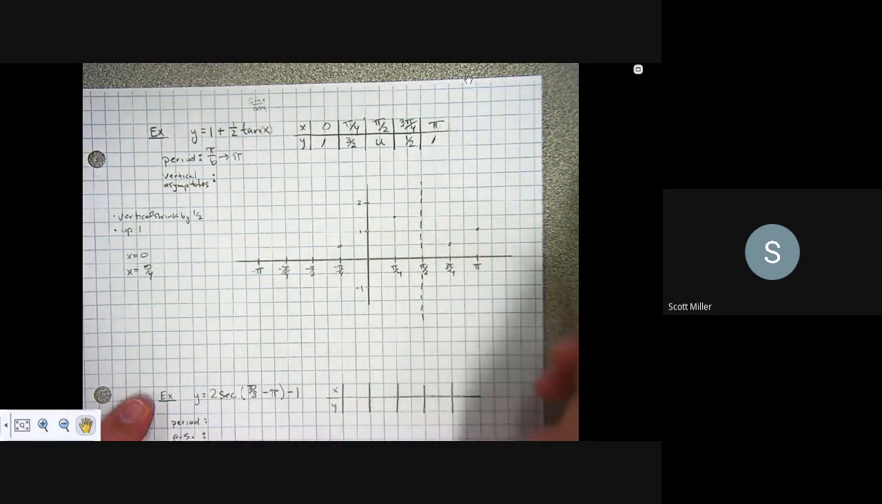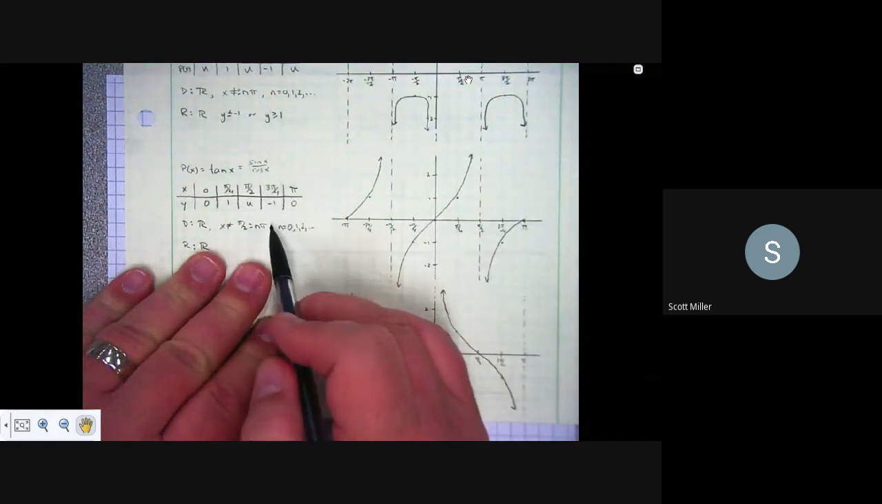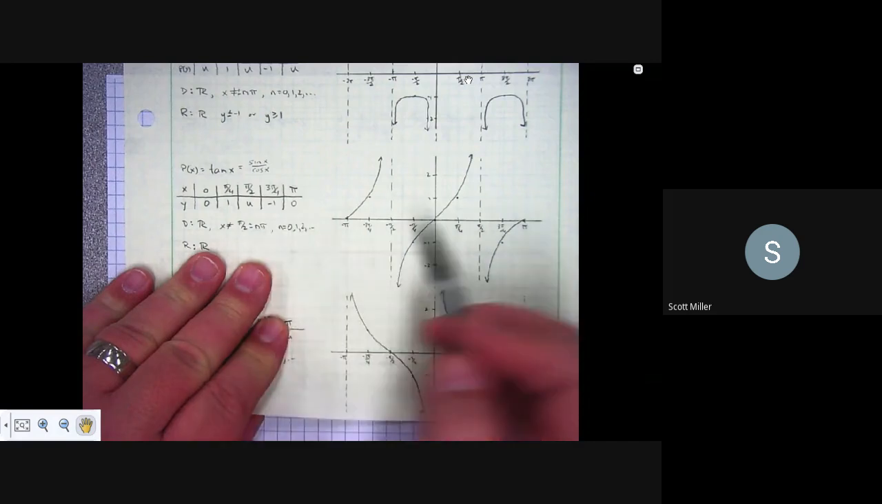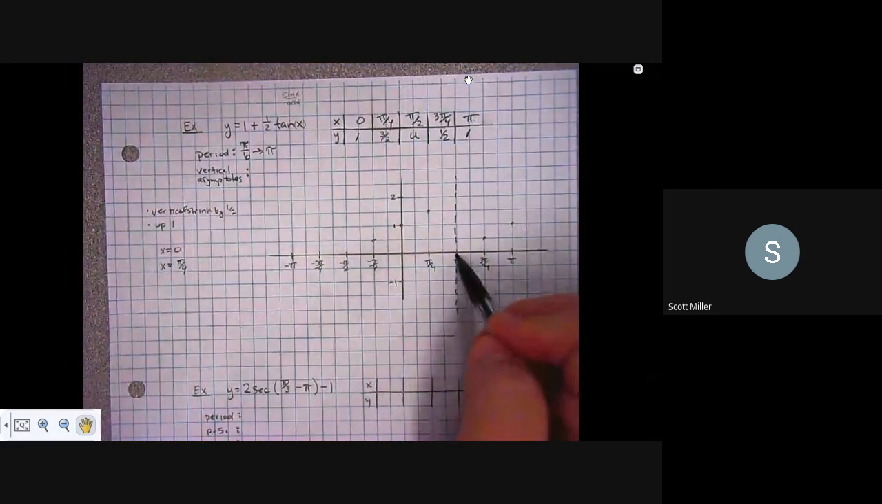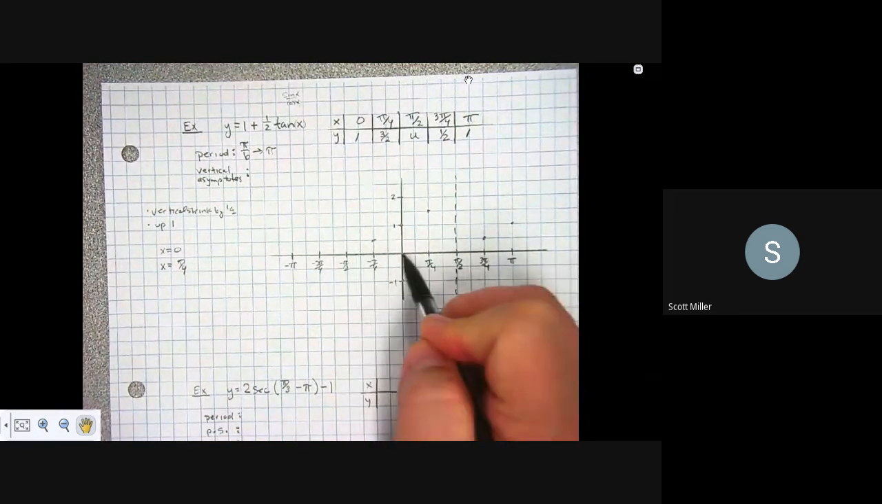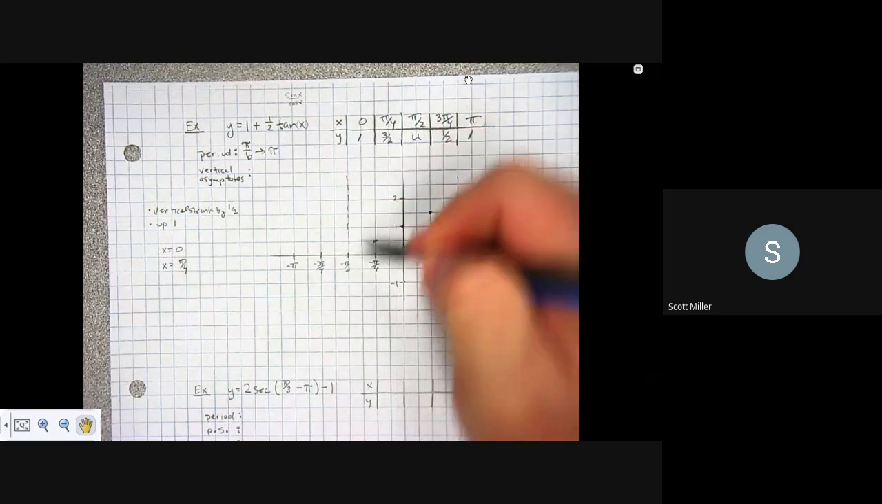Okay? If I look at my things here, I can see that because it's exactly the same kind of table, that all the vertical asymptotes are pi apart. So where's pi going backwards? Pi from here would end up here. That's 1/2. That's another 1/2. So this is another vertical asymptote.